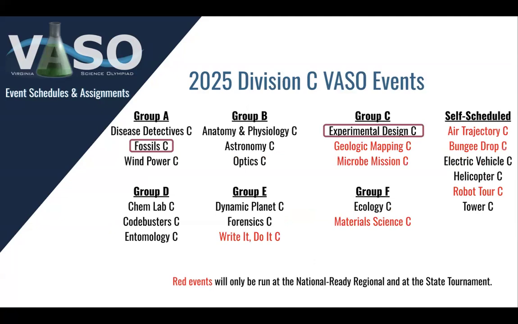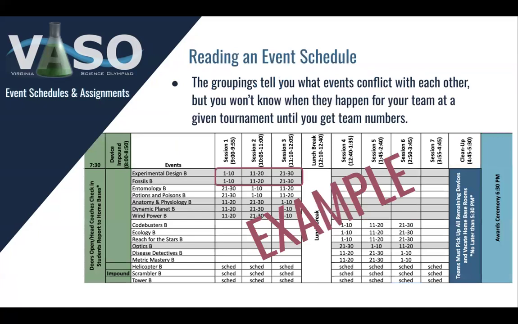You'll also notice on these event groupings that the column all the way to the right lists our self-scheduled events. These events, because they are scheduled in by coaches, don't have any built-in conflicts already. So those groupings of A through F tell you what events will conflict with each other, but you won't know the exact time that those events happen at a given tournament until you get team numbers closer to tournament day.